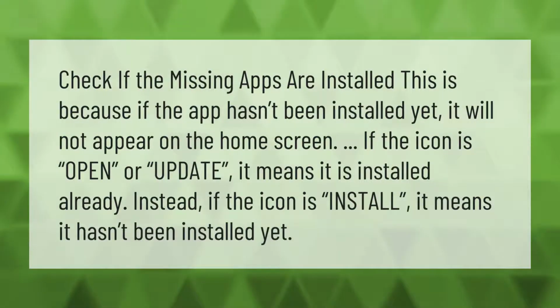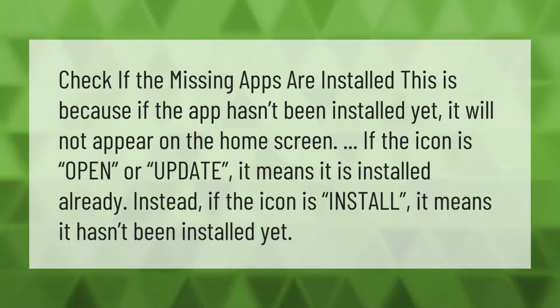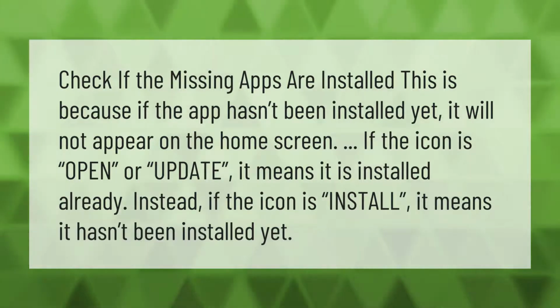Check if the missing apps are installed. This is because if the app hasn't been installed yet, it will not appear on the home screen. If the icon says open or update, it means it is installed already. Instead, if the icon says install, it means it hasn't been installed yet.